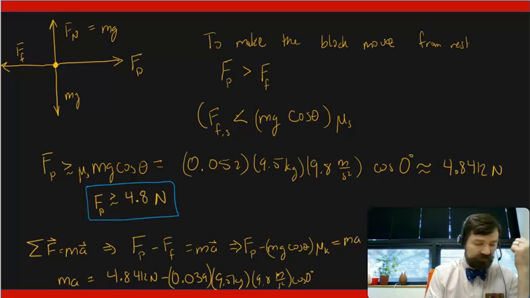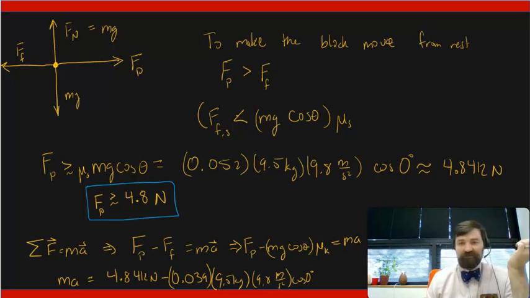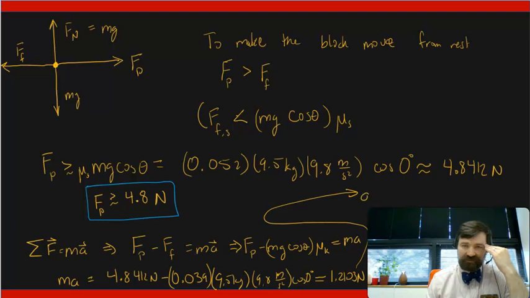So basically we plug all of that into our calculator, the 0.039 times the 9.8 times the 9.5 times the cosine of 0, and we get that the net force is about 1.2103 newtons. So this net force is mass times acceleration.